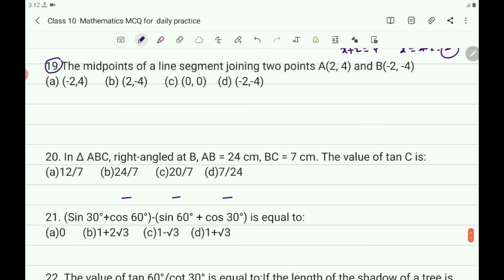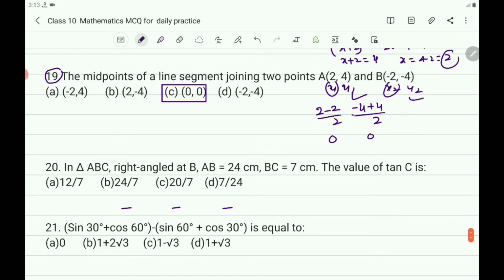Next let us take the 19th question. The midpoint of a line segment joining two points A(2, 4), B(-2, -4). Again here you consider these are x1, y1, x2, y2, and use the midpoint formula. You know the formula to find the midpoint, that is (x1 plus x2) by 2, (y1 plus y2) by 2. x1 plus x2 means 2 plus -2, it becomes 0 by 2. Then y2 plus y1 by 2, y2 is -4 plus y1 is 4, by 2. So you will get 0 by 2, 0. Here also 0 by 2, 0. So (0, 0) is option C. So what is the answer? C is the answer. Option C, (0, 0) is the answer.